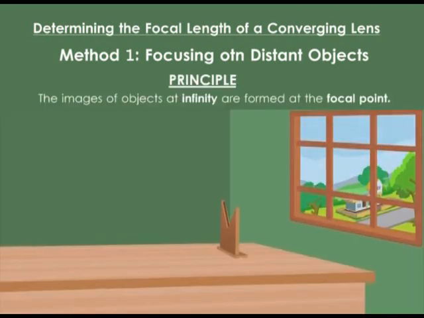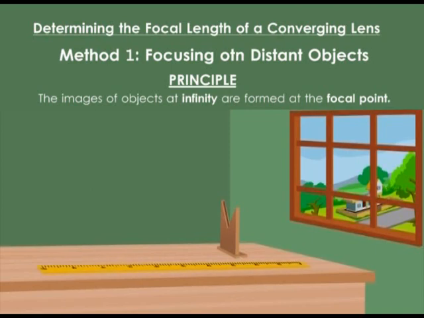So locate some distant object like a tree from the window of your lab. Place a meter rule in the direction of the object. Now place a convex lens mounted on a stand vertically along the meter scale such that the midpoint of its base is at the 5 centimeters mark. Place a white screen behind the lens such that the base of the lens stand and the screen remain in line with the meter scale.